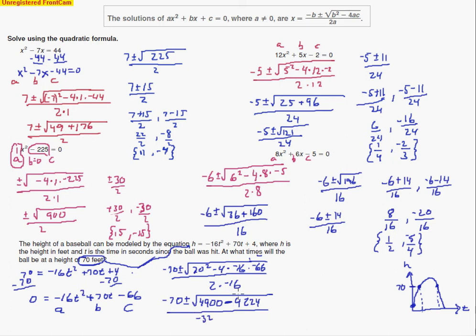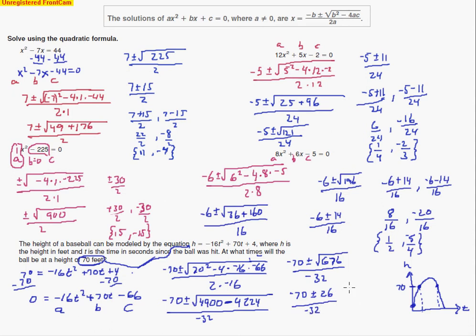So I do that subtraction there. So I'm going to subtract that 4900. And this is what I've got now. I've got negative 70 plus or minus the square root of 676. 676, pretty sure that's a perfect square, but we'll find out shortly here. And so this is over negative 32. So 676, take the square root, and it is. It's 26. So negative 70 plus or minus 26 all over negative 32.